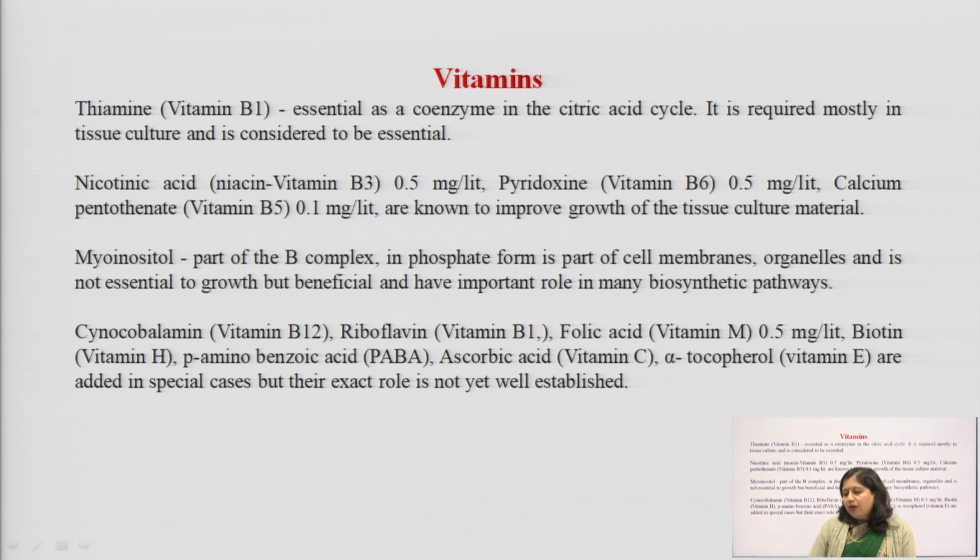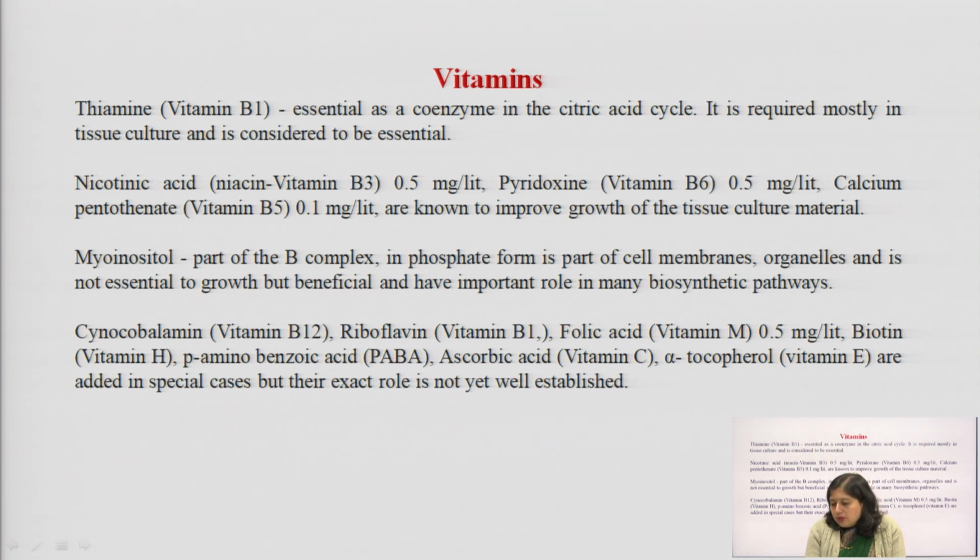Myoinositol, which is a part of the B complex, in phosphate form is a part of the cell membranes and organelles. It is not essential to growth, but beneficial, and has an important role in many of the biosynthetic pathways. So, when you have to perform any secondary metabolite synthesis, there the role of myoinositol comes into the picture. Then you have many more important vitamins like cyanocobalamin, which is vitamin B12, riboflavin, vitamin B2, and folic acid, which is vitamin M. A 0.5 milligram per liter concentration is required for folic acid.